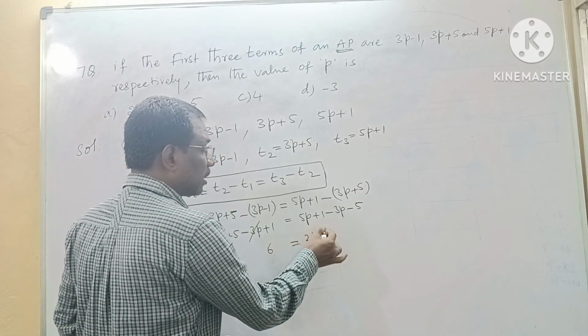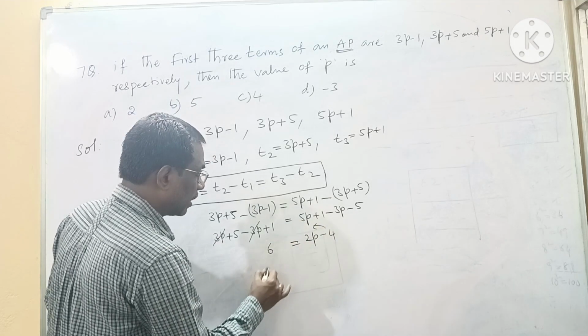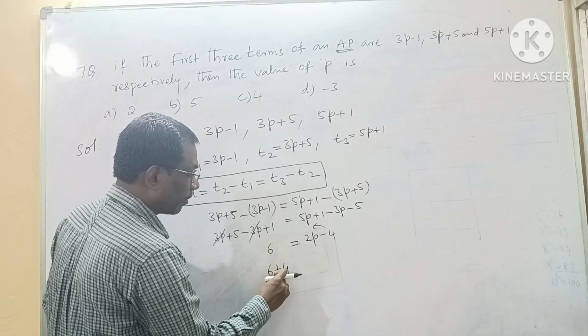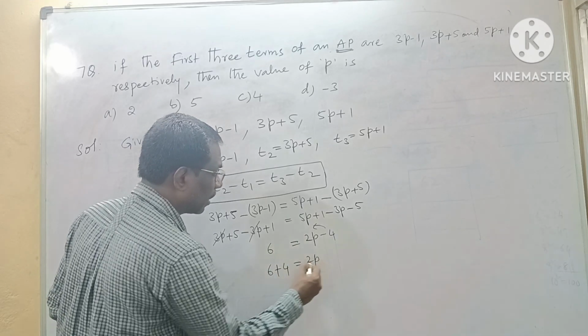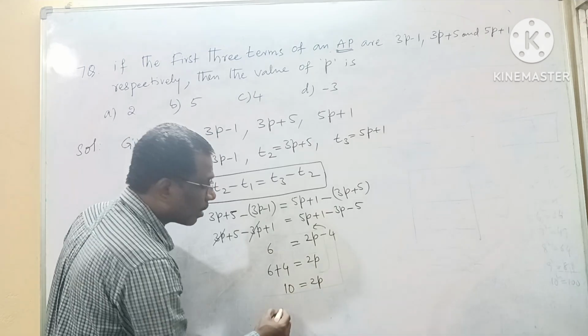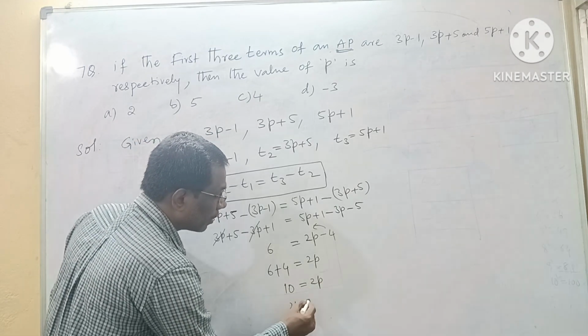So now transfer this minus 4 to the left side. So that becomes plus 4. Write the 6 as it is. This minus 4 becomes plus 4 equals 2p. 6 plus 4 is 10, equals 2p. Now write it in order: 2p is equal to 10.